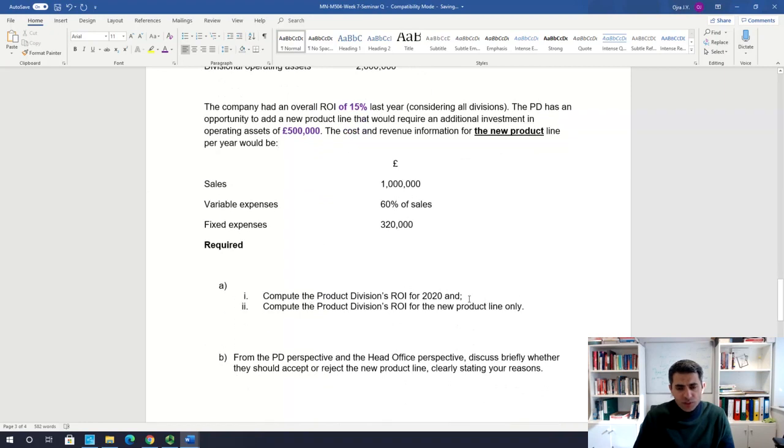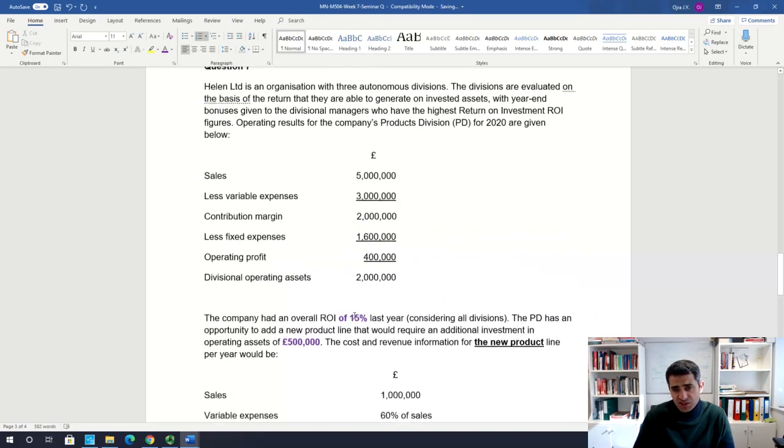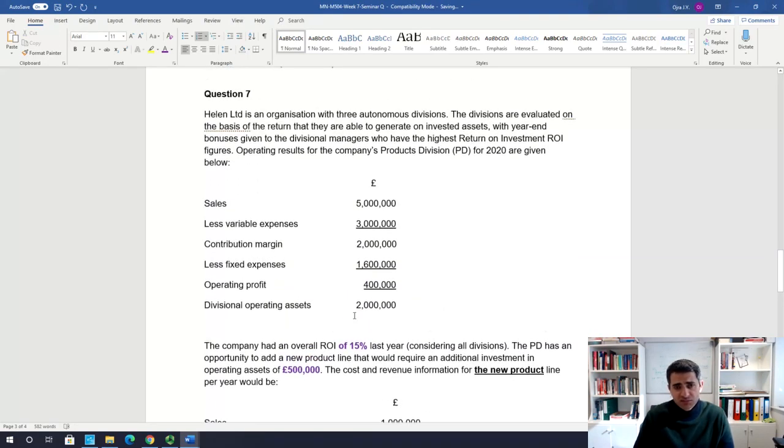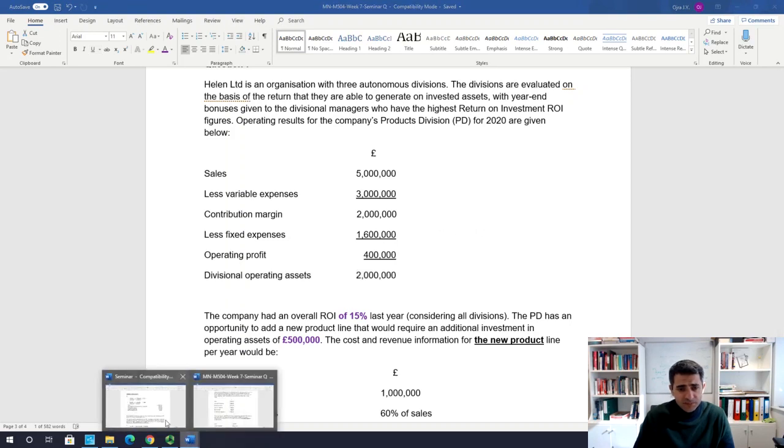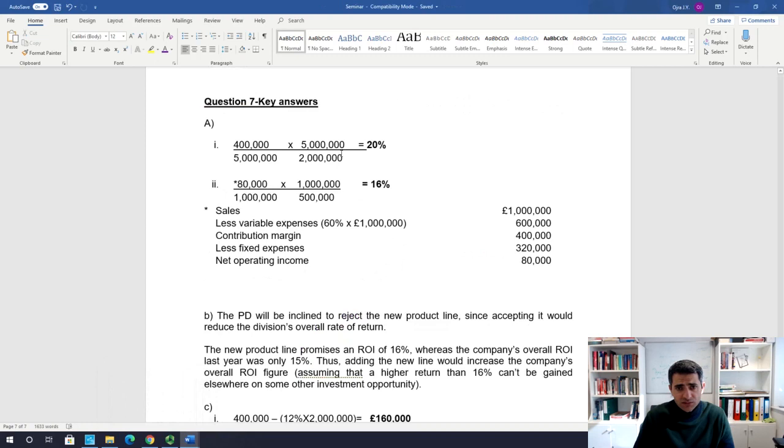So first of all, we need to calculate ROI without the new product line. Just calculate ROI, as you know. Okay, let's do it. What is the formula, guys? Operating profit, which is profit before interest and tax, divided by what? Divided by capital employed, 2 million. Yeah, fair enough? Here we go, 20%.